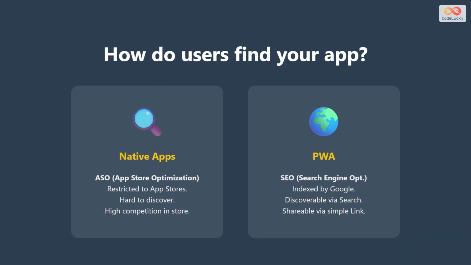How do people find you? Native apps are stuck in the App Store, where competition is fierce. PWAs live on the open web. This means they show up in Google search results, and users can share them by simply sending a link to a friend.